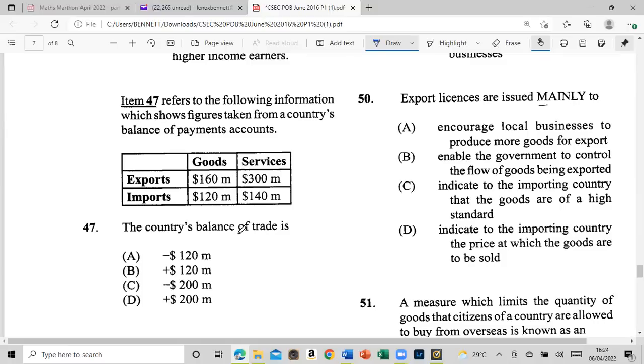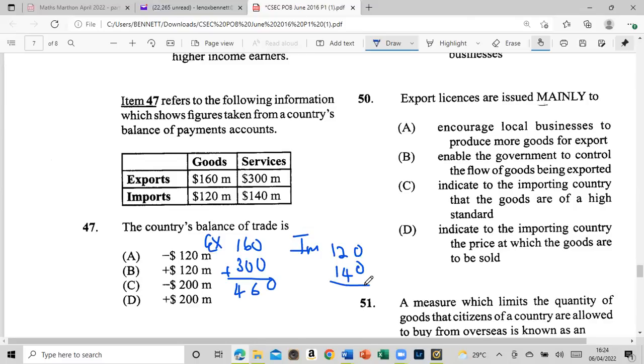So this is the export, so we're gonna add the export, so that's 160. At the end of the day, maths comes knocking at your door. 0 plus 6, 0. All right, so that is export. So let's do the import now. So that's 120 and 140. All right, so that's 0, 4 and 2, 6, and that 2. So all I have to do is subtract the import from the export, and that will give us our answer. Oh, this is 6, I'm sorry. So 0 and 2 from that would be 2. So that would be D, 200 mil. All right, let's move on to 48.